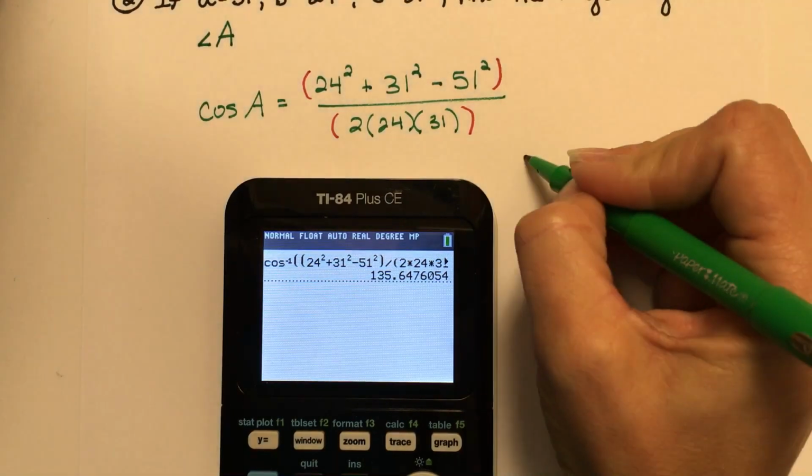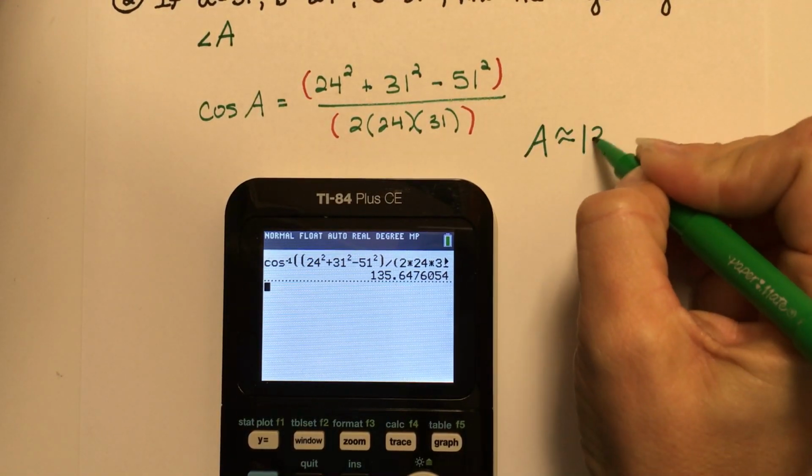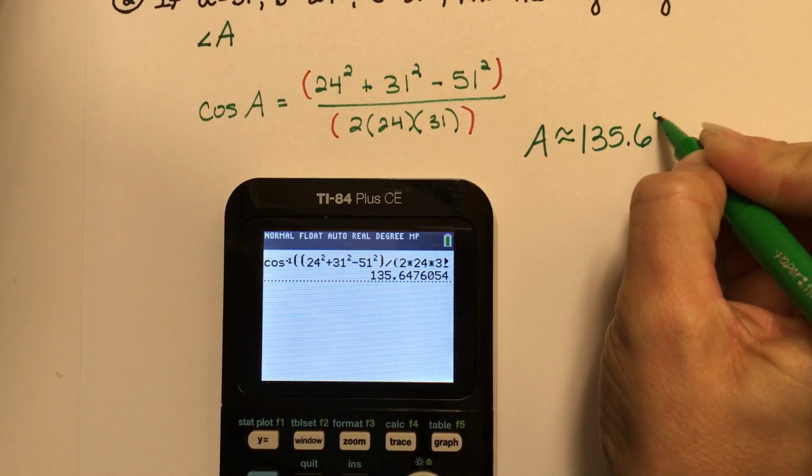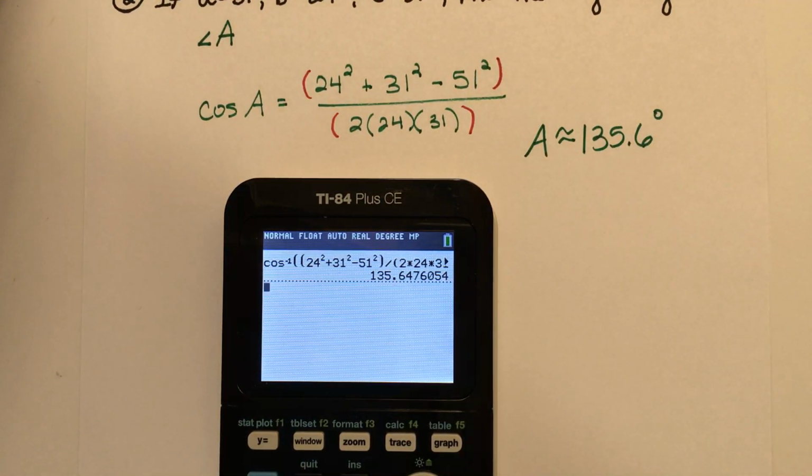So angle A is approximately 135.6 degrees. Again, be careful with the law of cosines when you're finding an angle because of your sets of parentheses.